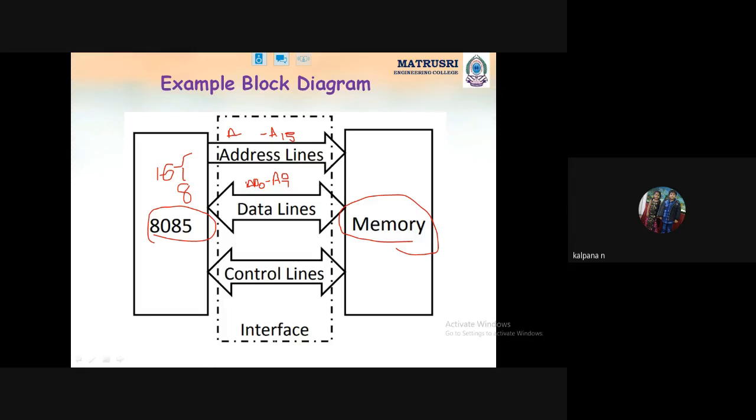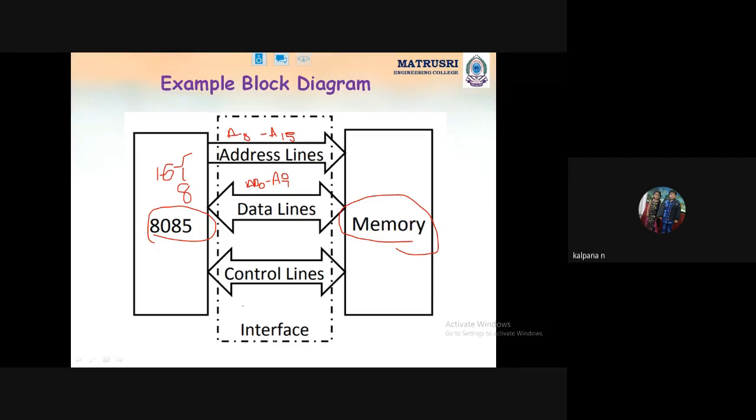The remaining address lines, A8 to A15, we need to connect directly. So how many lines do we need to connect in order to interface the memory to the 8085? A0 to A15 address lines and D0 to D7 data lines. That means a total of 16 address lines and 8 data lines. Okay, two are over. Now what are these control lines?